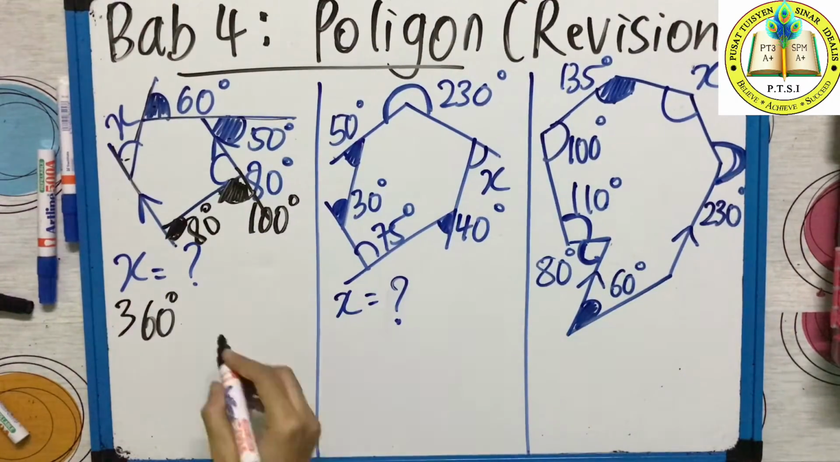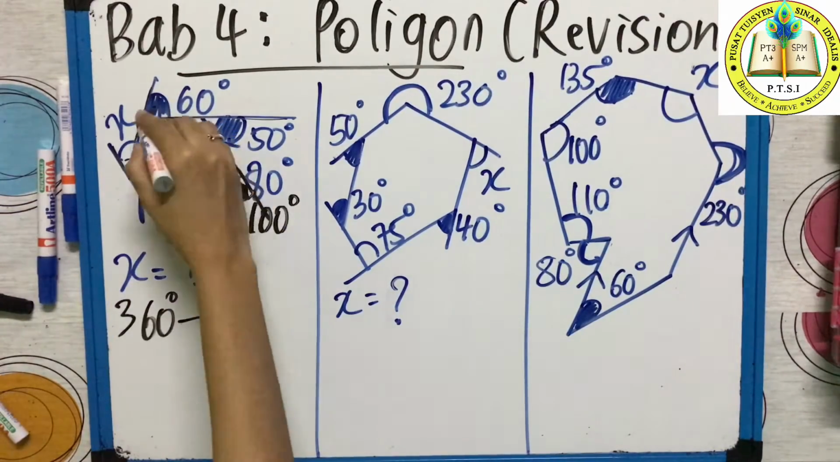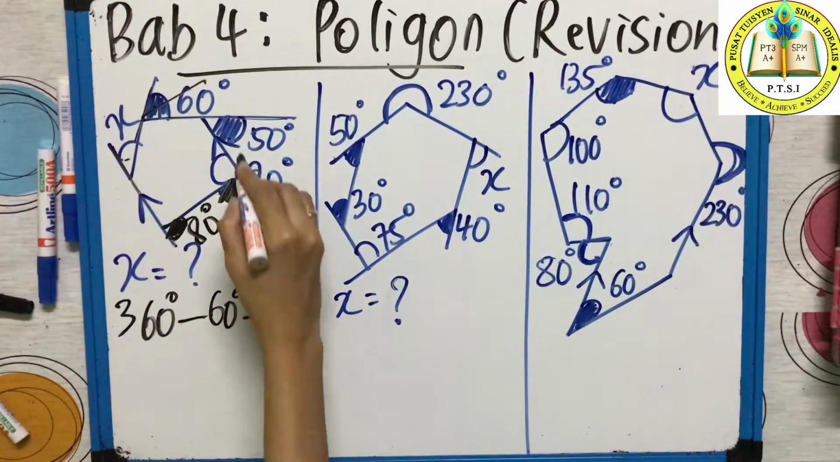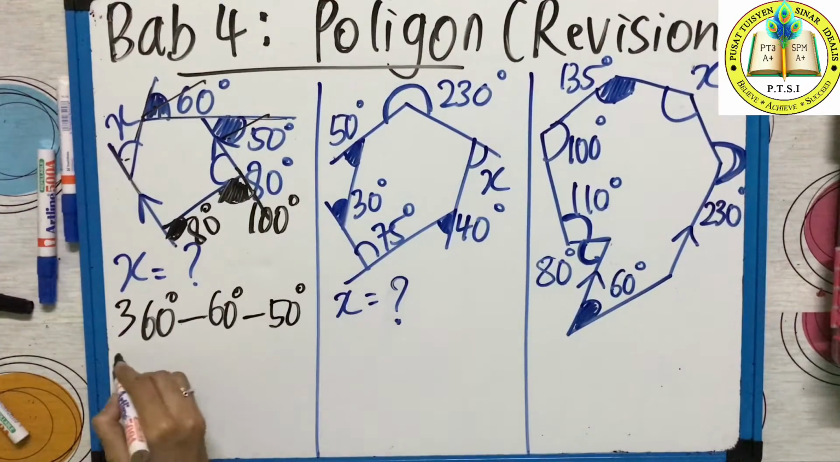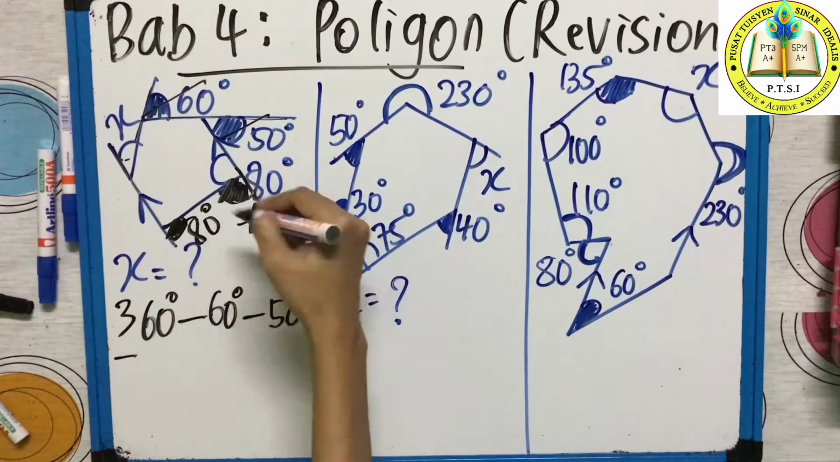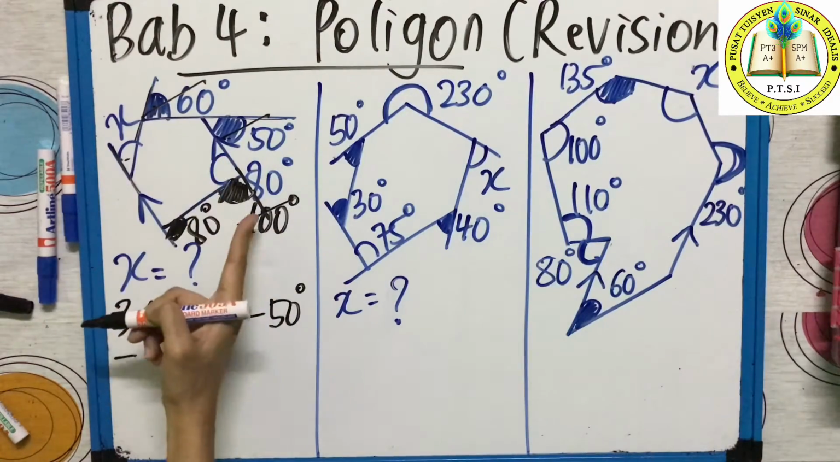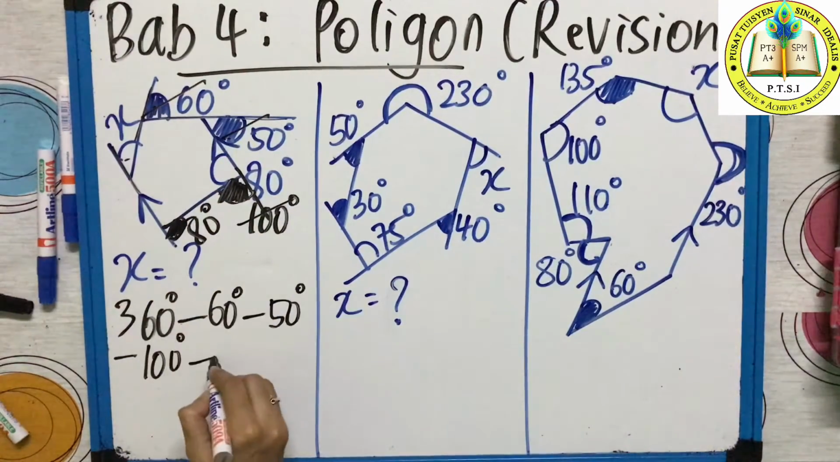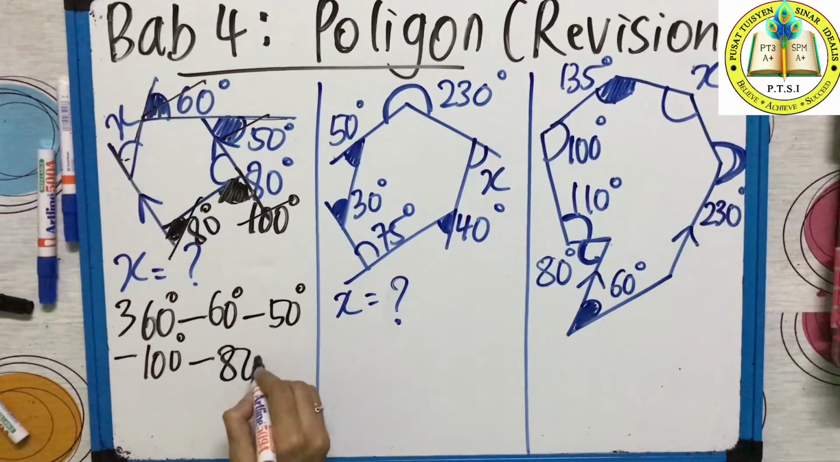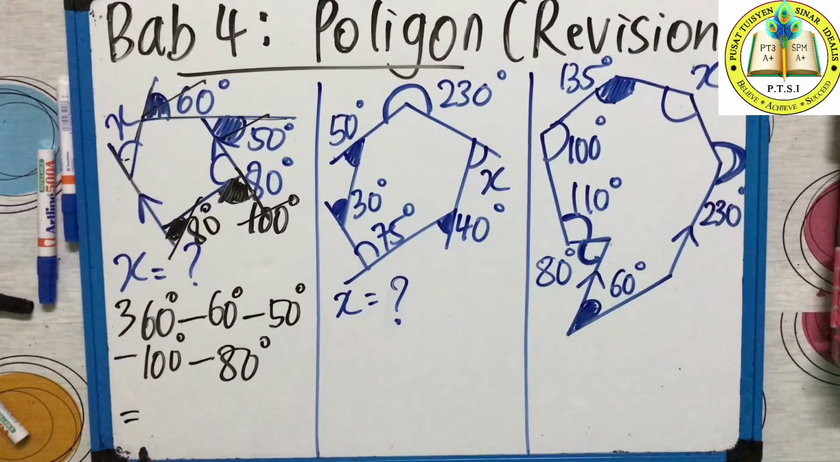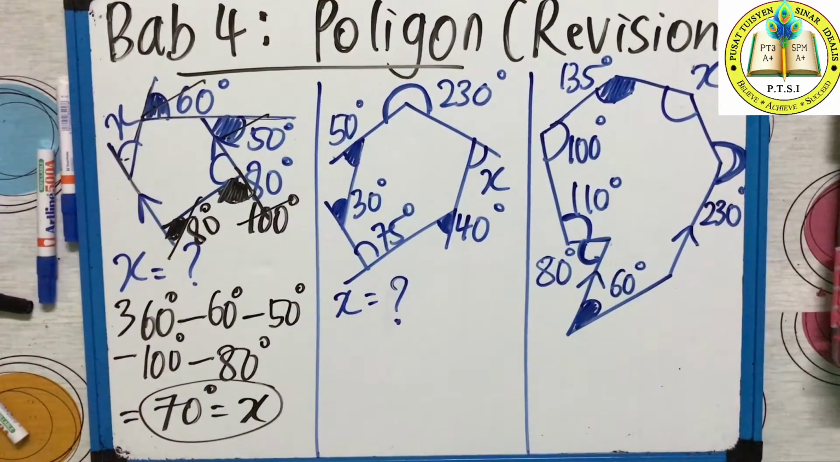So what is supposed to do? 360 degrees minus 60 degrees minus 50 degrees minus 100, because 100 is outside, don't take 80, the outside is 100, so minus 100 degrees minus this angle 80 degrees. When you minus all this, your final answer kamu dapat berapa kelas? 70 darjah. You get 70 degrees. So x is equal to 70 degrees. Finish. Class, now teacher go to the next polygon question.